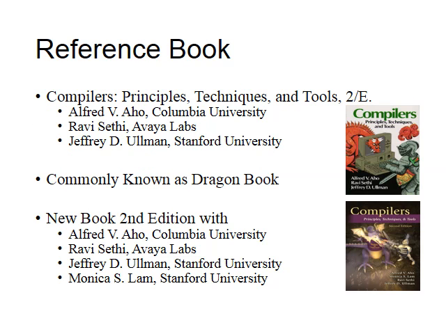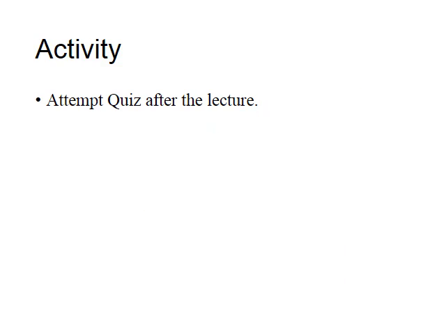Finally, if you want to know more about the compiler, then you can refer these books. They are commonly known as Dragon Book. Currently, the edition in the market available is with the 4 author names Aho, Lam, Sethi and Ullman. The previous version of this book, same book with the 3 authors, Aho, Sethi and Ullman. So you can buy any of the books or refer any of the books for further knowledge in a compiler.